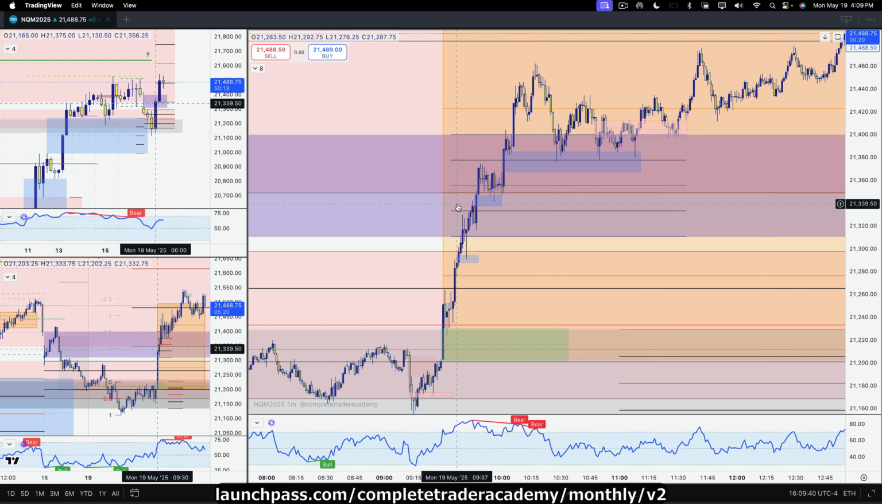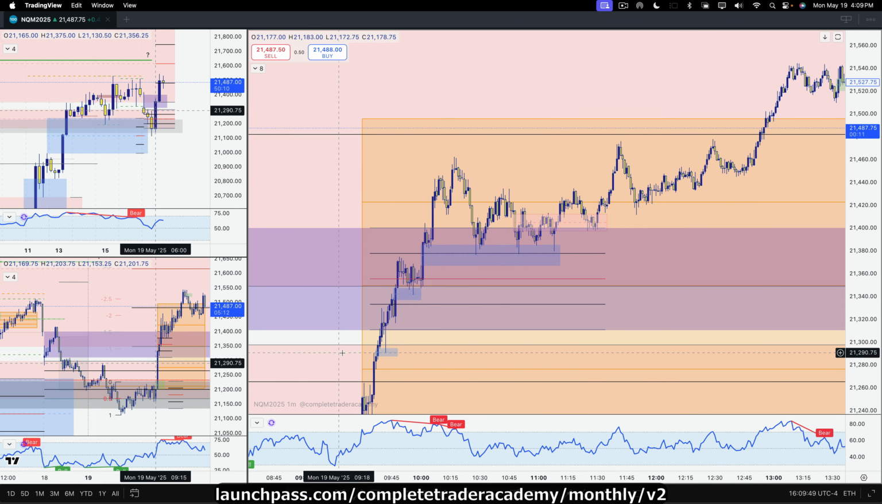Bounce up, come into here. And then we get another imbalance right there. We dip in. I got it all highlighted for you, so it should be easy. And then we get to the 25%. Now I'm in the purple. Purple, bottom 25% of the current week gap.